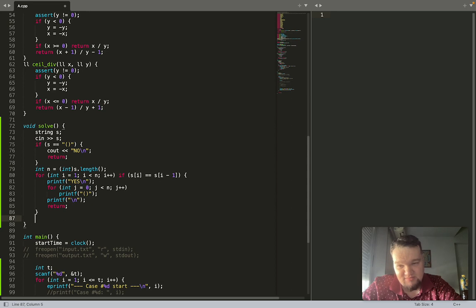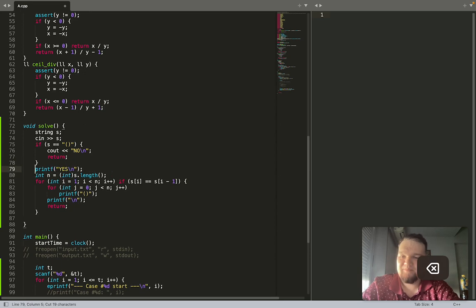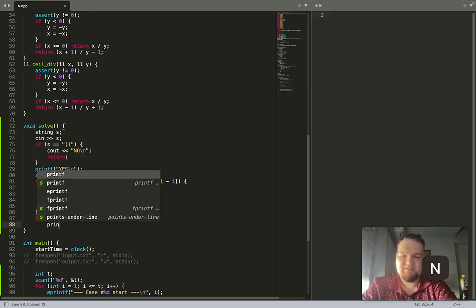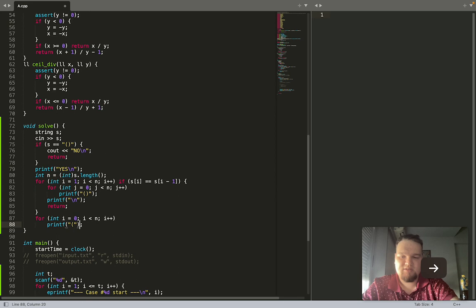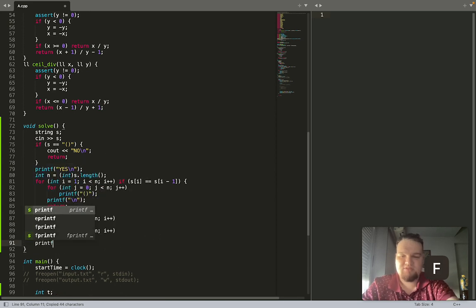Otherwise, actually I can print yes here. And so here I can just print n opening brackets and then n closing brackets.